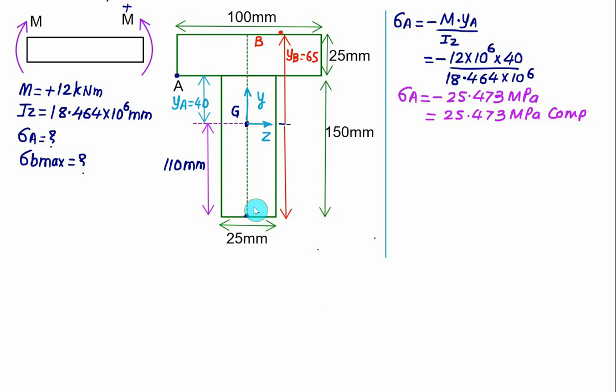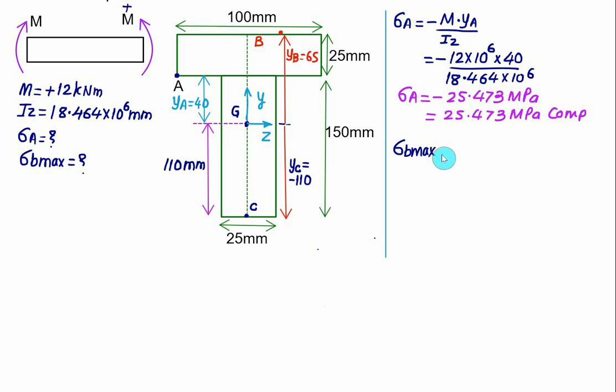And if we consider the point C, which is below the center of gravity, you have to take the distance YC as a negative value, minus 110. So we have YC equal to minus 110. Naturally here the bending stress is directly proportional to Y. So the maximum value of the bending stress will be at point C. So we have sigma B maximum, and we take this value at C.